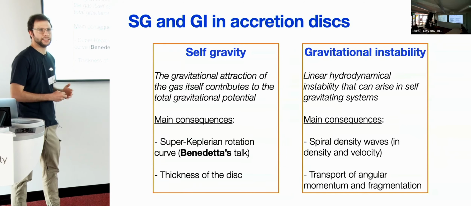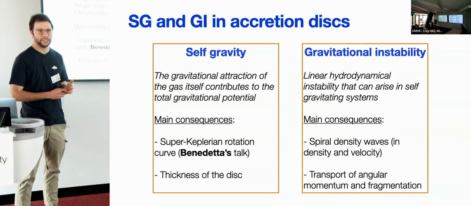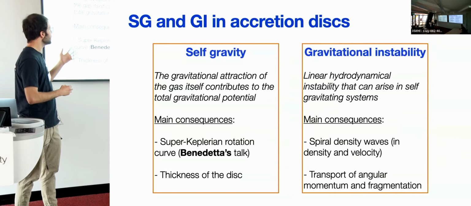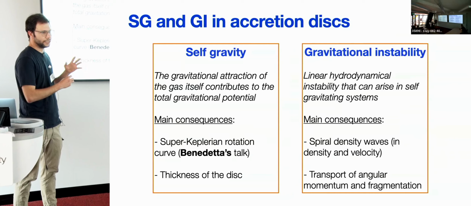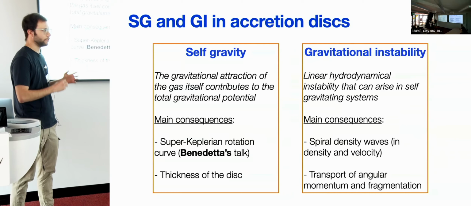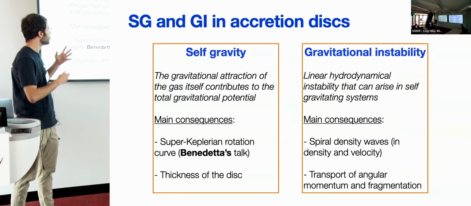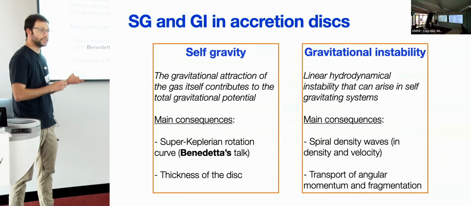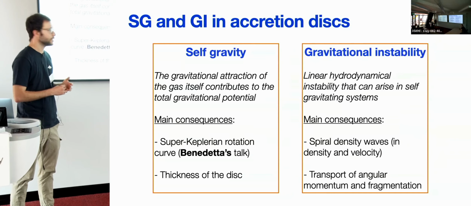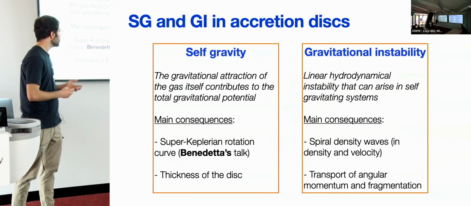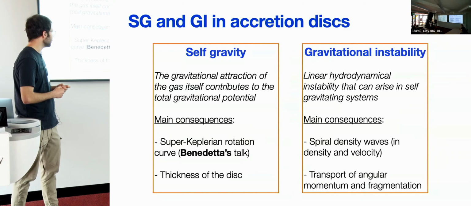Before starting, I would just like to point out what I mean when I talk about self-gravity and gravitational instability in the context of accretion disks. A disk is self-gravitating when the contribution of the disk's gravitational potential is significant, so when the disk-to-star mass ratio is significant.